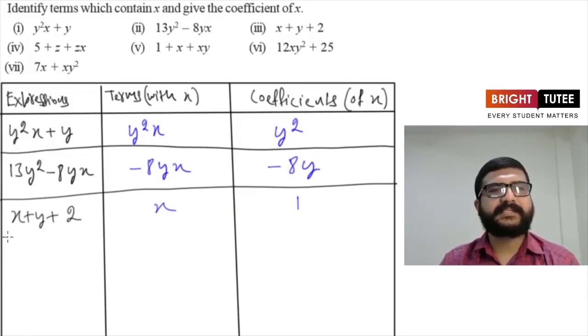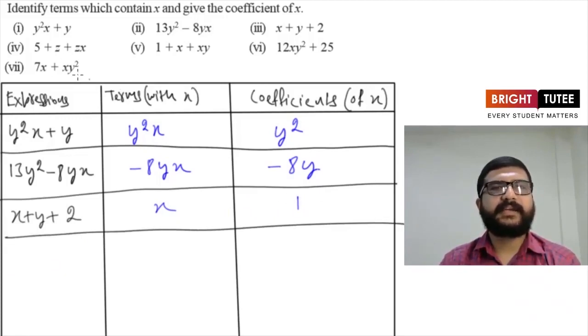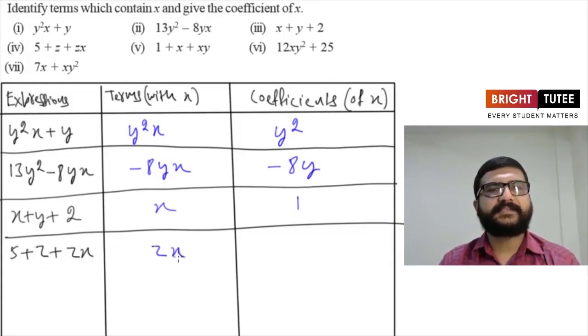Now the next expression, the fourth one, it is 5 plus z plus zx. We will write it here, 5 plus z plus zx. Now the term having x is zx. Now just remove x from here, we are left with z. So z is the coefficient of x.